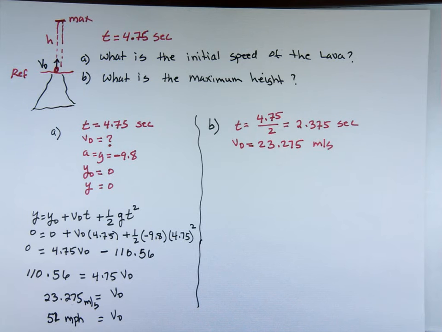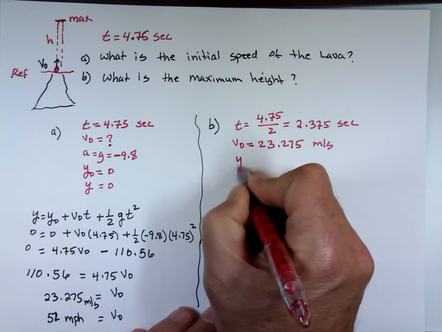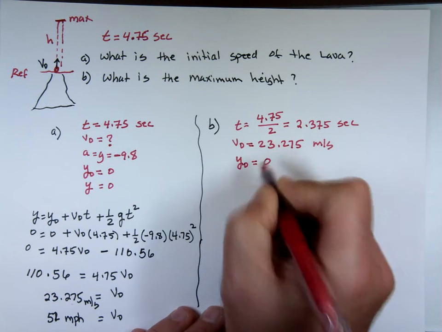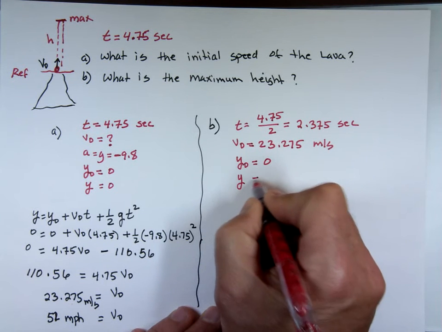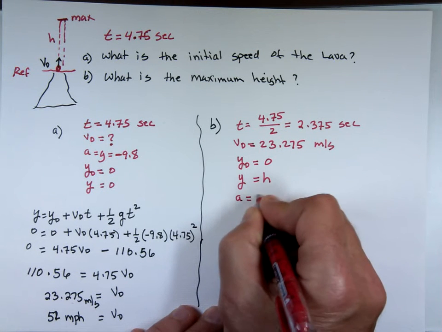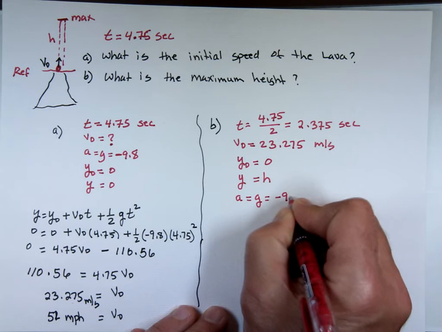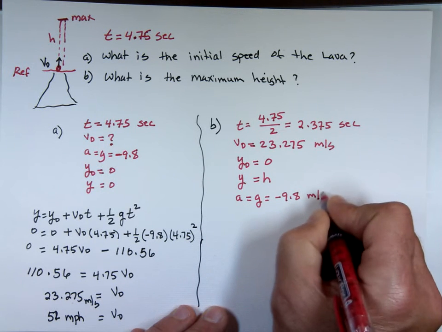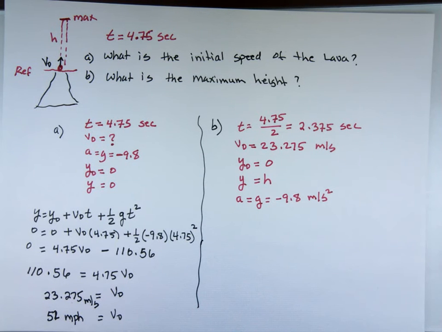I know the initial height is 0. I know the final height is h. That's what I'm looking for, the height, h. I know the acceleration, which is gravity, and that's negative 9.8 meters per second squared. And do we have an equation that will put them together? Probably the same one I used.